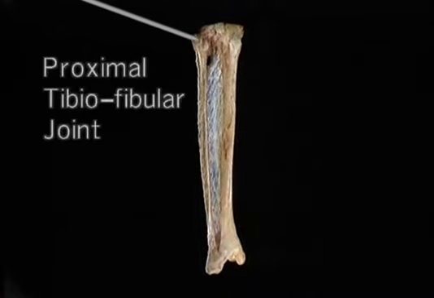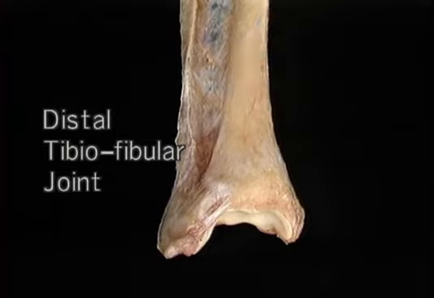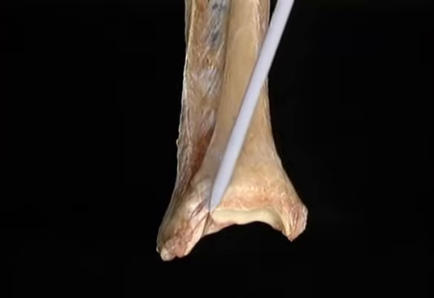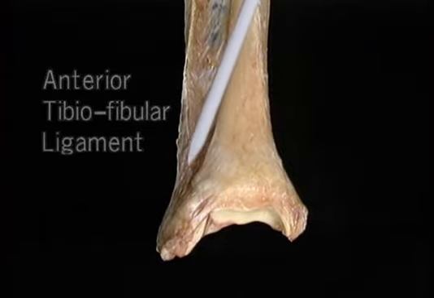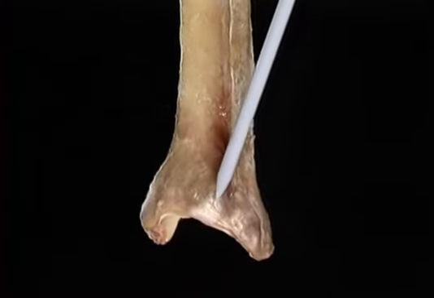The proximal tibiofibular joint is a synovial joint. The distal one is a fibrous joint. There's very little movement at either of these joints. Distally, the two bones are strongly held together by the anterior tibiofibular ligament and the posterior tibiofibular ligament.